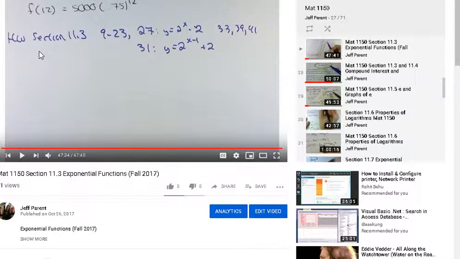So we'll play connect the dots, and get something like this. Okay, so that's the graph of your exponential function there.